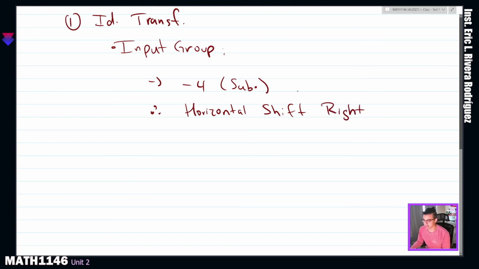Careful with horizontal transformations. For my taste, the logic, we are going to use an inverted logic for the horizontal transformation. If we see a subtraction, we move to the right. If we see an addition, we move to the left. Horizontal shift right by 4 units. Again, keyword here is the word unit. All right, so now let's go to the output group.